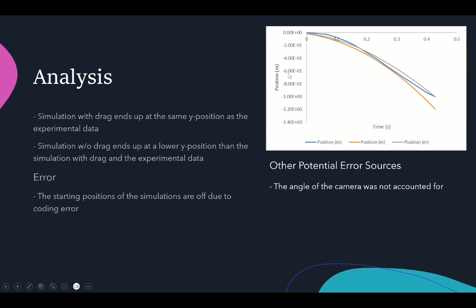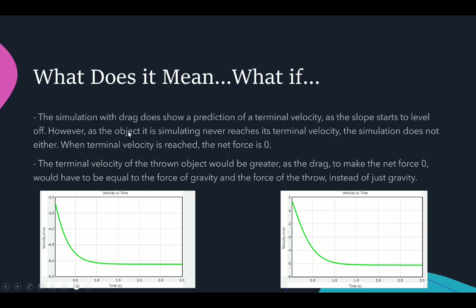The error here is that our simulations don't actually start at the same place as our experiment due to a coding error, and the angle of the camera was also not accounted for, which could throw off our experimental results and thus our simulations. So the simulation with drag does show a prediction of terminal velocity because the slope starts to level off, but because the experiment never reached terminal velocity, the simulations didn't either.